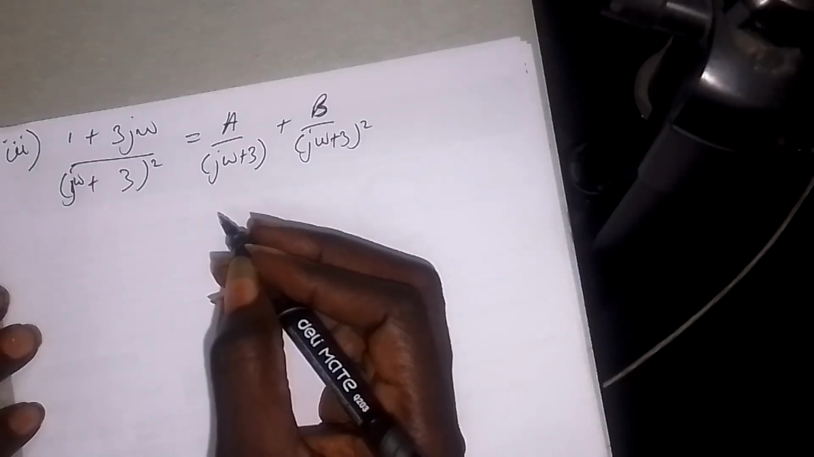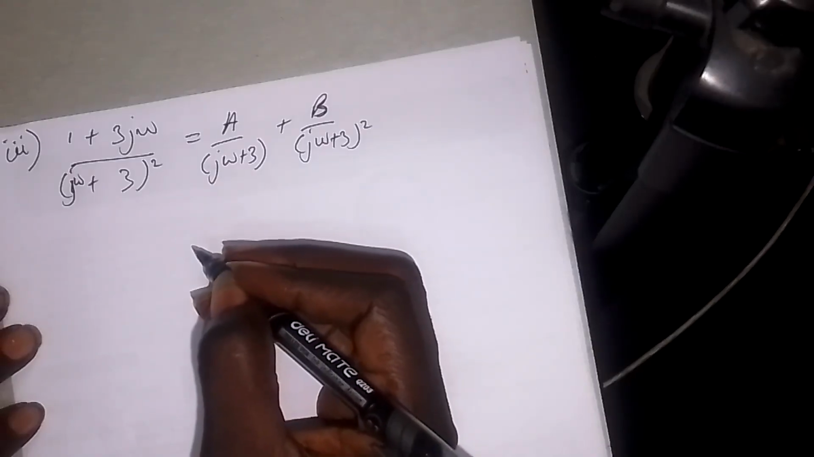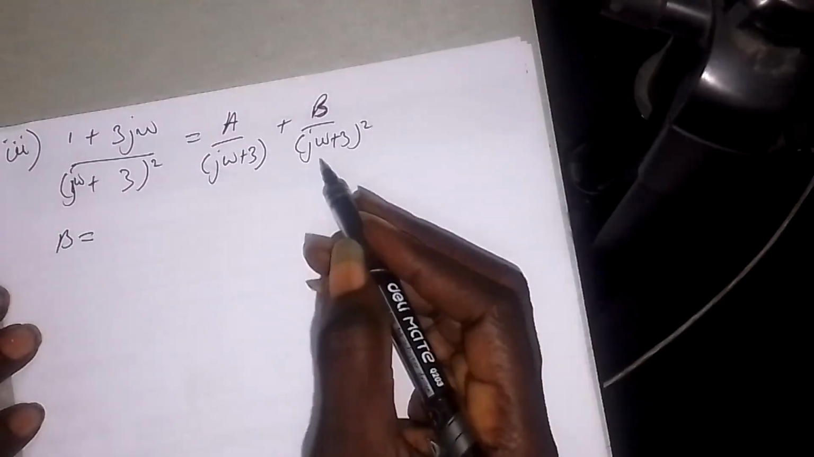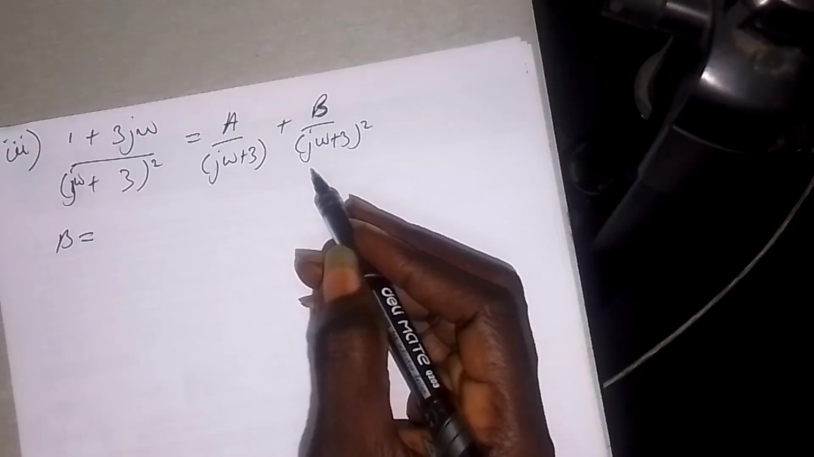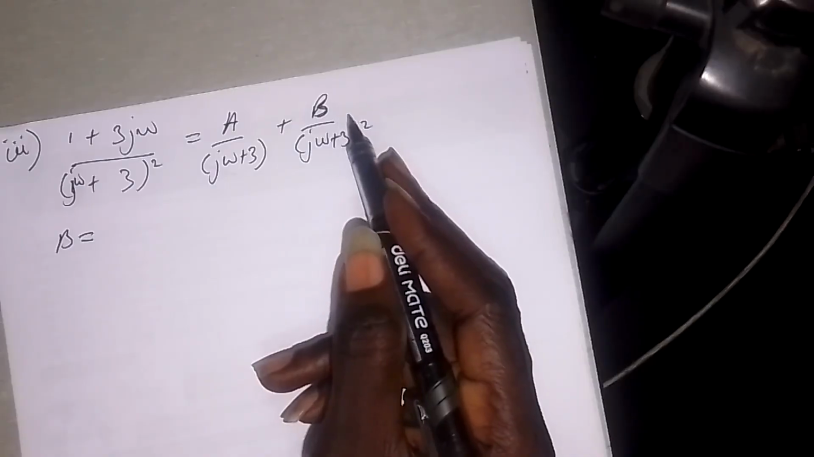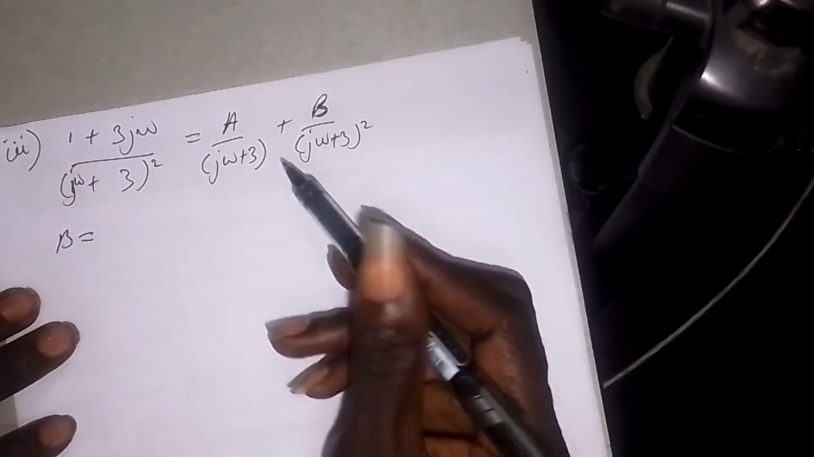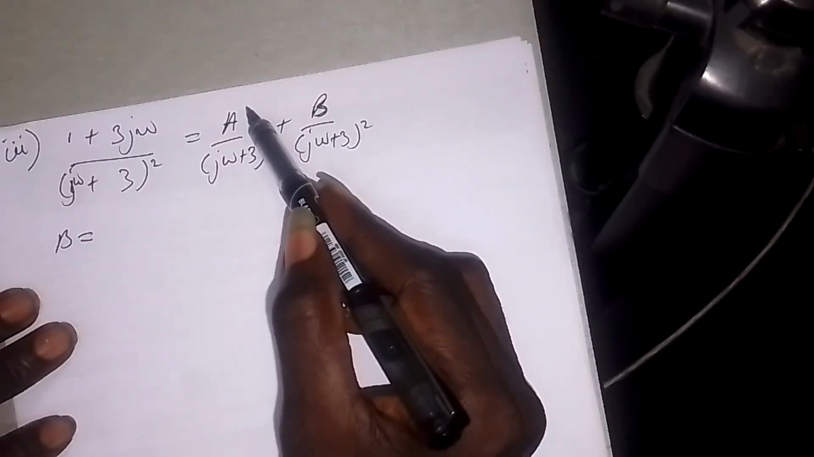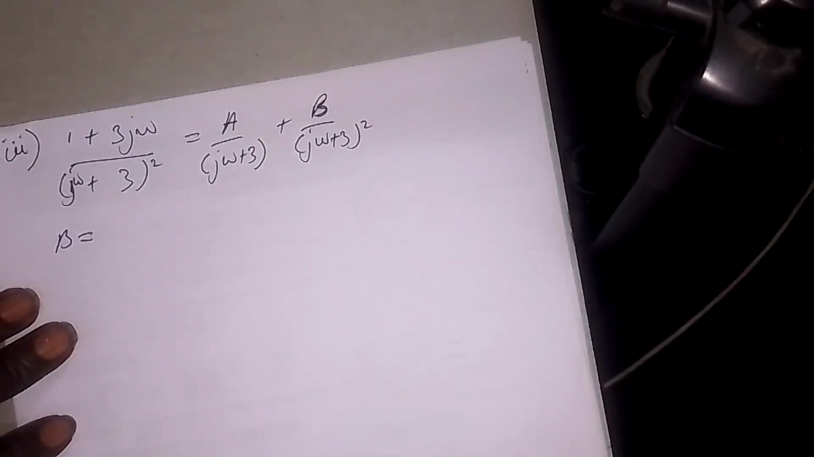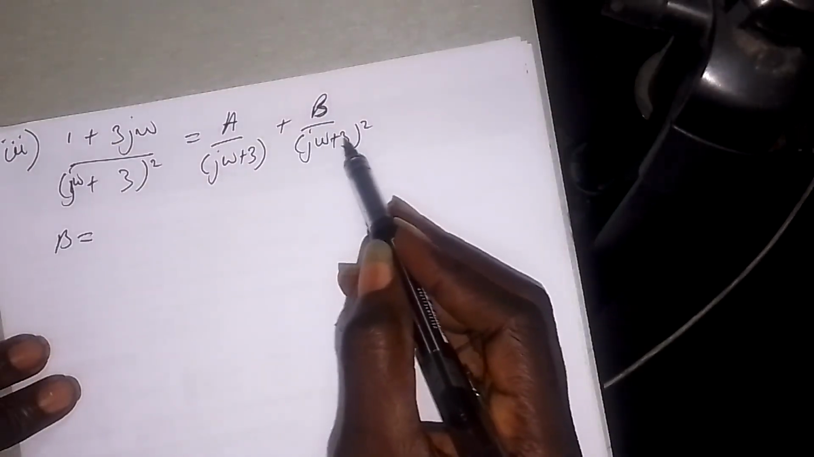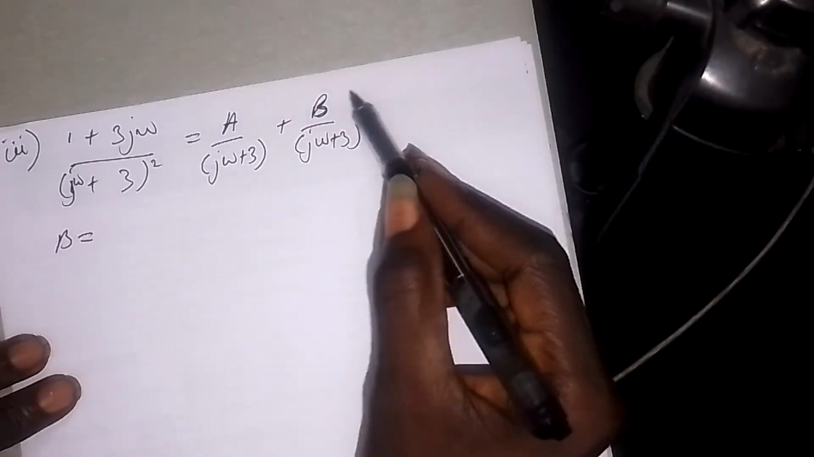Now what is going to happen is that I can have B equal to, if I multiply through by the whole of this one, j omega plus 3 squared, here it will cancel everything.